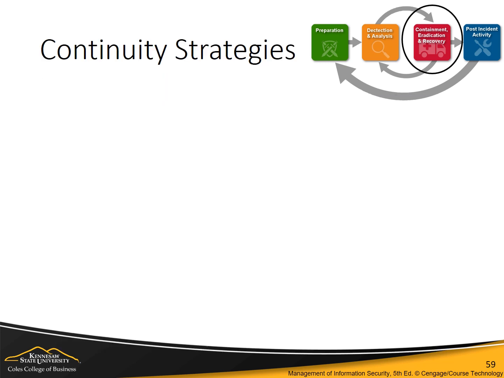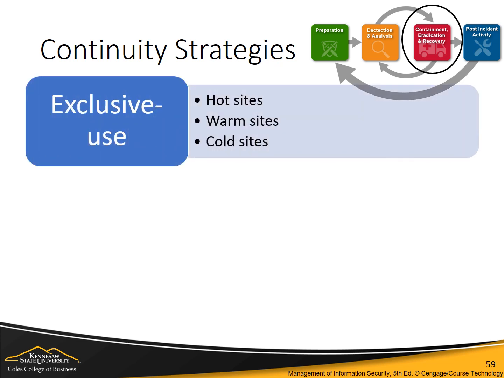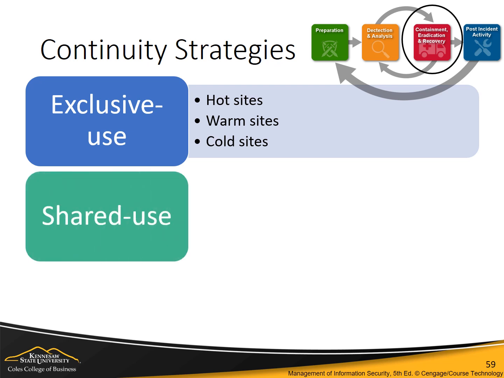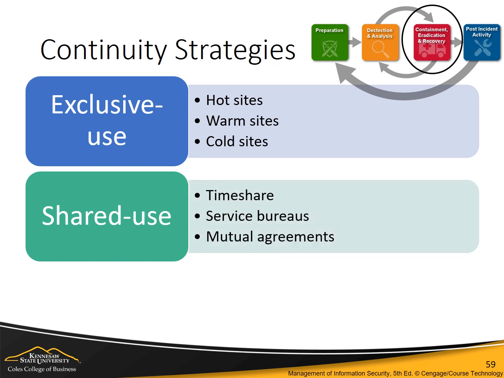There are several strategies for business continuity, and the determining factor is, as you may guess, cost. Exclusive use options include hot sites, warm sites, and cold sites. With these options, you own the area or lease it by yourself. With shared use options, you share it with someone else. You may share, much like you do a condominium timeshare, or you may have agreements with partners or with suppliers or others, so it's a little bit less expensive.